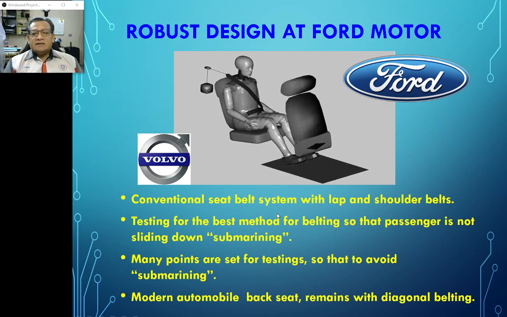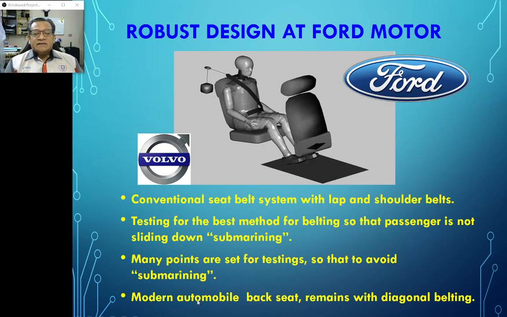So they want to test the seat belt with the lap and shoulder belt, which is this one at Ford, right? As such, Ford has to set many points for the setting to avoid submarining. Many points are set so that they can execute many trials and errors at each of the positions being tested. So what is the best set condition? They call it the set point, right, at which the passenger has the maximum safety performance when having a crash.